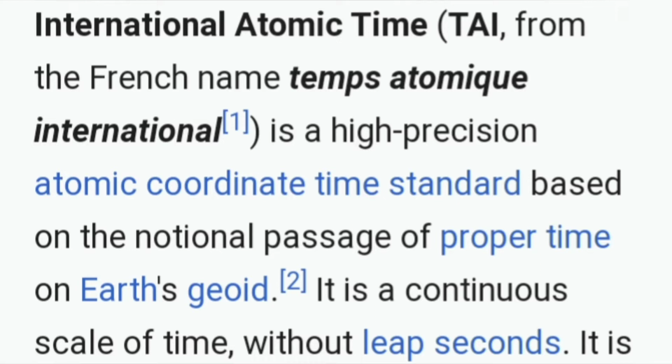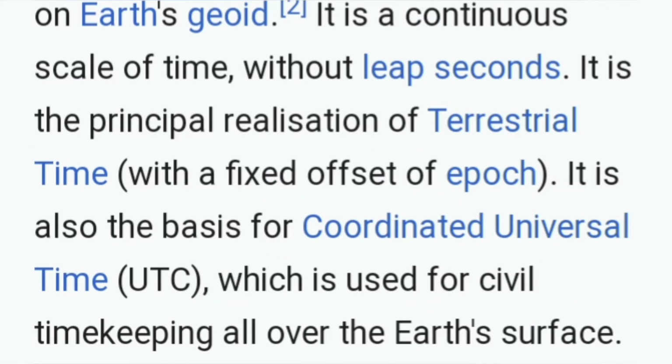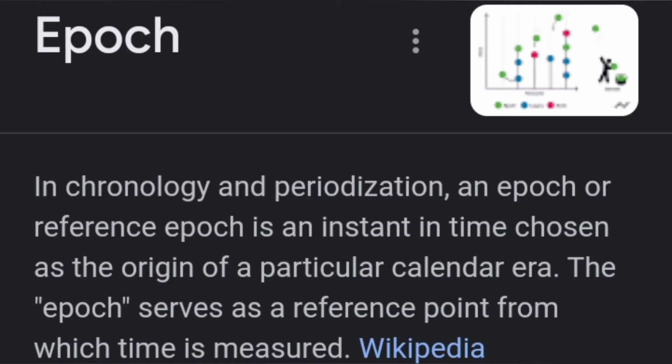International Atomic Time is a high-precision atomic coordinate time standard based on the notional passage of proper time on Earth's geoid. It is a continuous scale of time without leap seconds. It is the principal realization of terrestrial time with a fixed offset of epoch. It is also the basis for Coordinated Universal Time, which is used for civil timekeeping all over the Earth's surface.